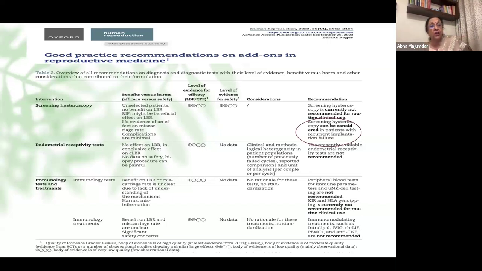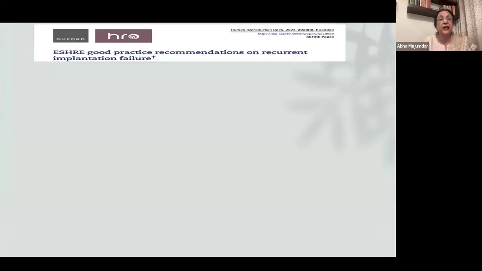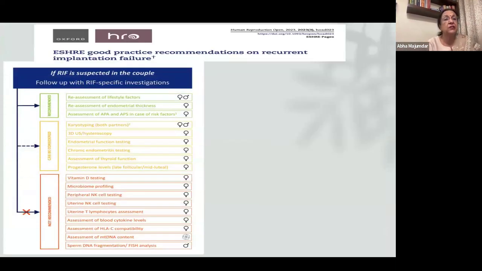Even testing for immunological tests is also not recommended. And giving immunomodulating treatments such as intralipid, IVIG, leukocyte immune factor, PBMCs, and anti-TNF is not recommended. And you do not even test for them. Then again, you look at PRP, endometrial scratching, flushing of uterus, stem cell mobilization, steroids, and electively freeze. Everything is not recommended by them. And what is recommended? So we went into their good practice recommendations.